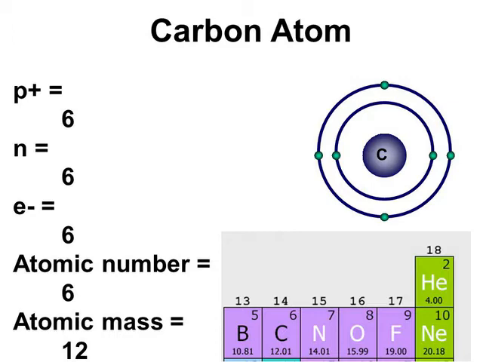Alright, so you should have 6 protons. The neutrons should be the same as protons, as well as the electrons. The atomic number is just a reflection of the protons, so it should be 6. And for the atomic mass, you just need to add the protons and the neutrons together. So that's 6 plus 6, which gives you 12.